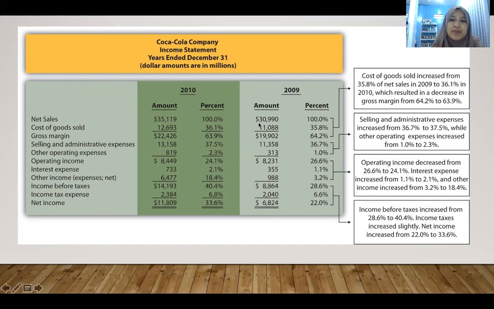And we can compare different periods as well, to see how much it changed. Let's say for this example, selling and administrative expenses increased from 36% in 2009 to 37% of the net sales figure. And we can do the comparison of all other items in the same way.